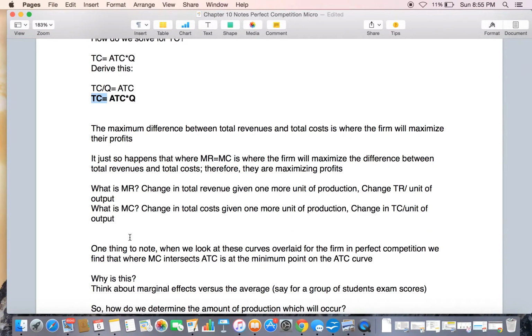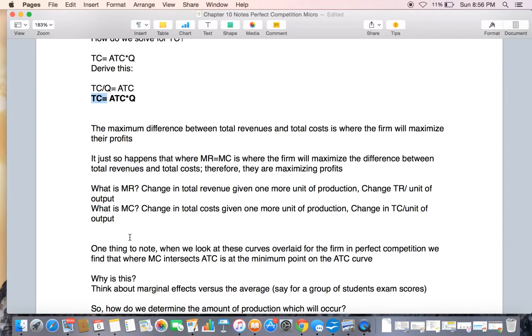It just so happens that where marginal revenues equal marginal cost is where the firm maximizes the difference between total revenues and total costs. Therefore, where marginal revenues equal marginal cost is where the firm will maximize their profits. So what was marginal revenue? Recollect, it's the change in total revenue given one more unit of production. Change in total revenue divided by unit of output. And marginal costs are the change in total costs given one more unit of production. This is the change in total cost for one more unit of output. So we'll see that where marginal revenues equal marginal cost is where we will maximize total profit.